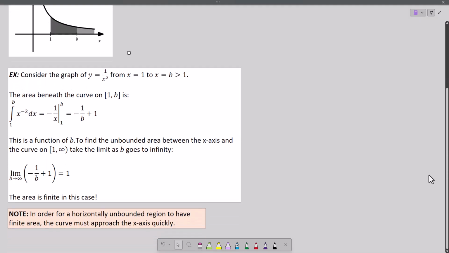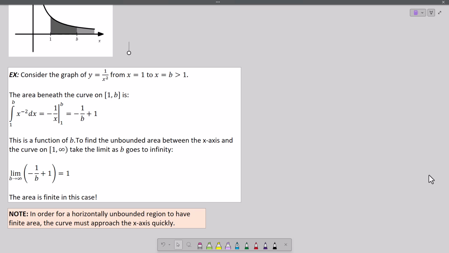If we're going to integrate from 1 to b, okay, x to the negative 2, we add 1 to the exponent, we divide by the new exponent, we do our regular power rule. We get negative 1 over x from 1 to b. This is the function of b that tells us what that area is. If you plugged in b equals 1, you get 0. The integral from 1 to 1 is 0.